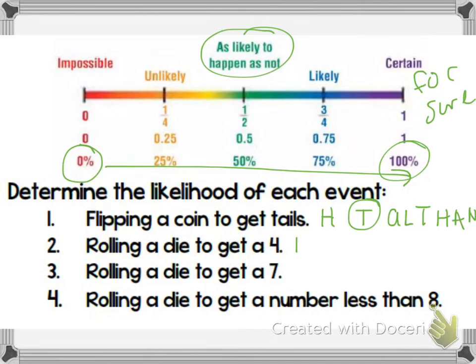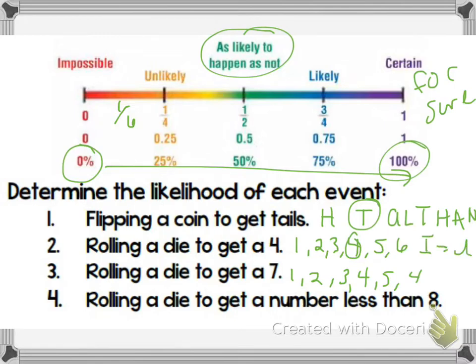Rolling a die. So on a die we have the numbers 1, 2, 3, 4, 5, and 6. So on that die, what's the chance of getting a 4? Well, that's 1 out of 6. Well, 1 out of 6 is less than 1/4. Let's say it's about right here. I'm just going to guess. It's probably about right there. So it's between impossible and unlikely. So I would say it's more unlikely.